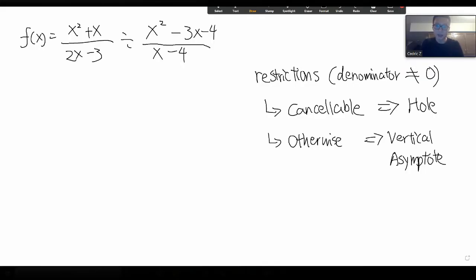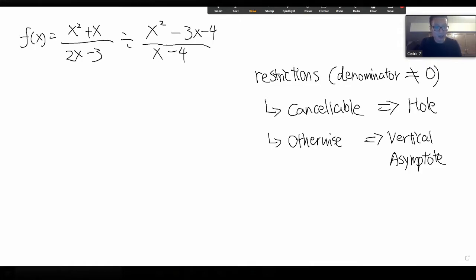Alright guys, another essential skill you will need starting at grade 11 is to graph rational functions. Rational functions are basically functions in the form of fractions. The tricky thing about rational functions is that you have to deal with restrictions. In other words, the denominator cannot equal 0.